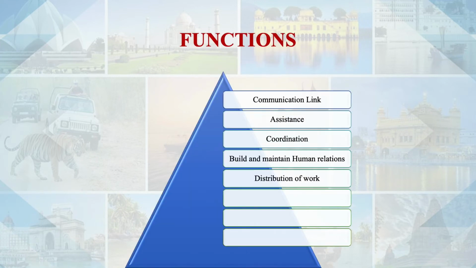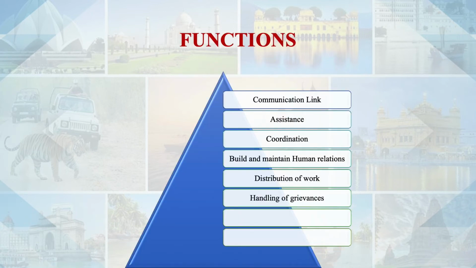The next function is distribution of work. Supervisor is a person who understands well the workflow at the ground level. He is the person who knows well the workers and their working abilities on field. He performs thus the division of labor, keeping in view the efficiency of the human resources and other resources in mind. The next function is handling of grievances.